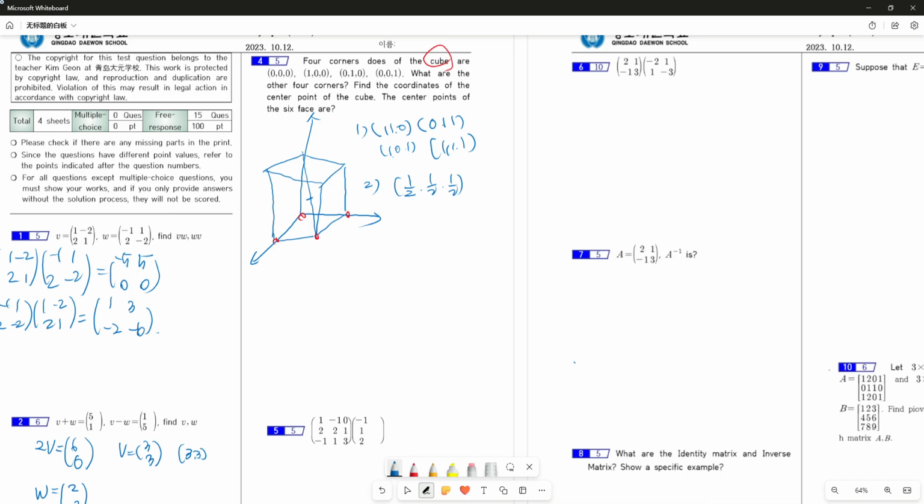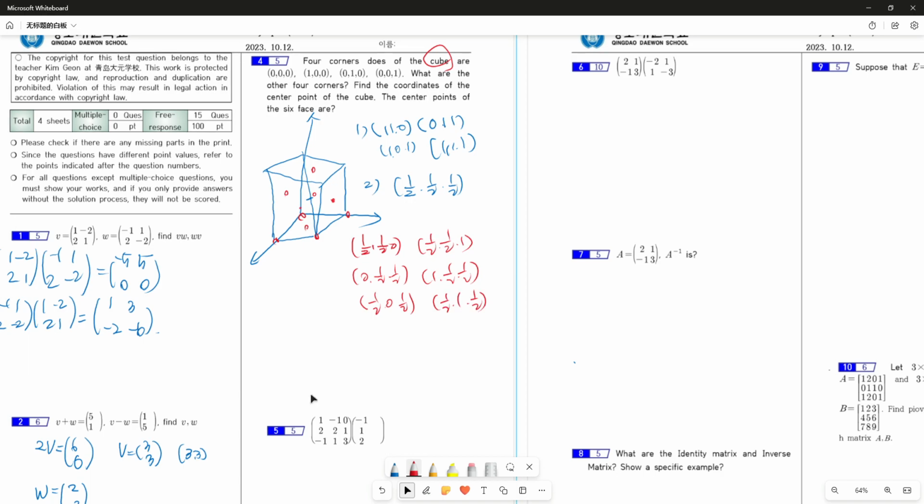And the last one is the center points of the 6 faces. It means here 1, 2, 3, 4, 5, 6. So half, half, 0; half, half, 1; 0, half, half; 1, half, half. And finally half, 0, half, and half, 1, half.